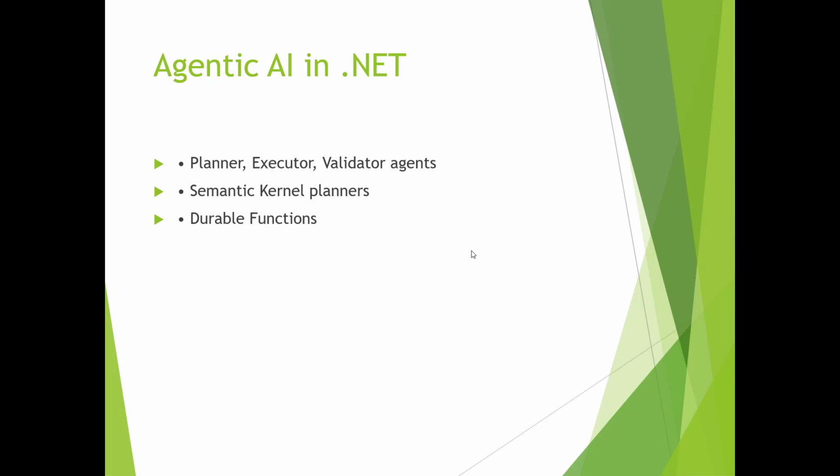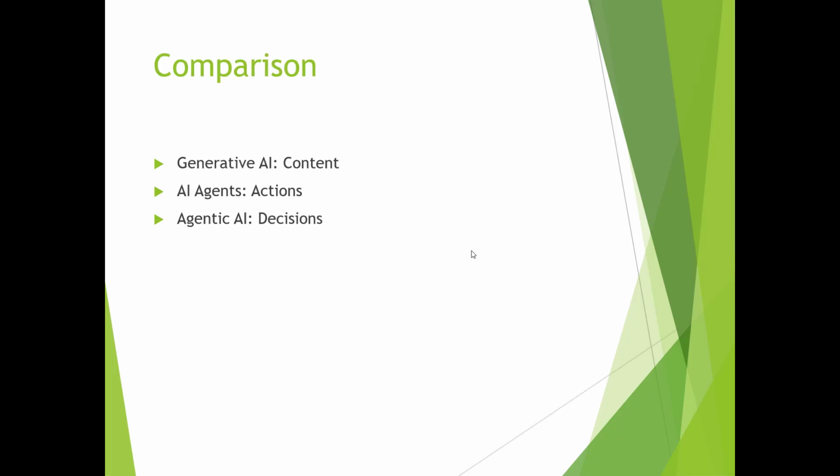And for agentic AI in .NET, what we can do is build a planner, an executor, and a validator agent, for the kinds of things where there are goals. In that case, we have to have agentic AI in .NET. We have Semantic Kernel planners, that is agentic AI, and Durable Functions. These functions are also based on agentic AI.